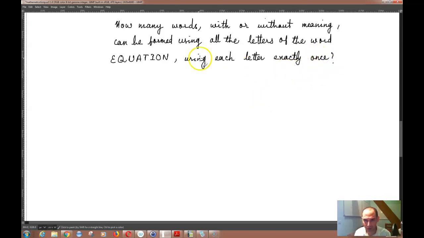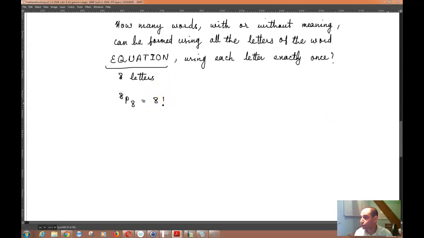When you say using each letter exactly once, that can be interpreted as not repeating any letters, right? So that means that you have 1, 2, 3, 4, 5, 6, 7, 8 letters here. You have 8 letters, and you want to create 8 letter words, of course. So that's 8 permutation 8, which is equal to 8 factorial.